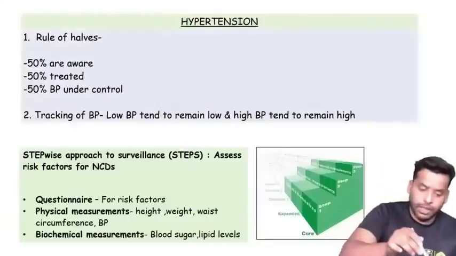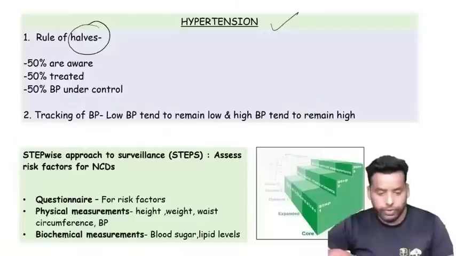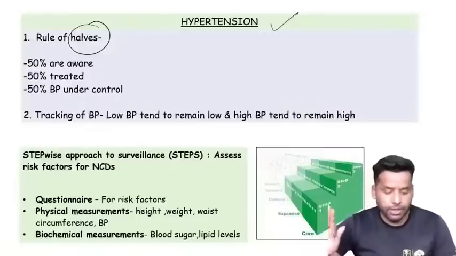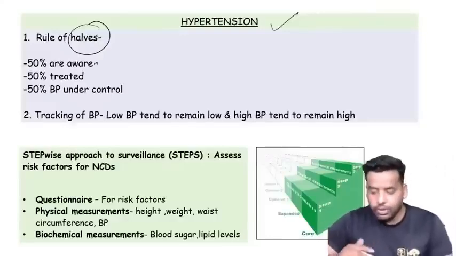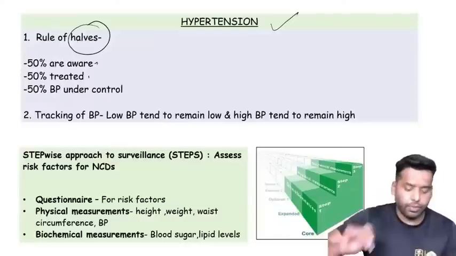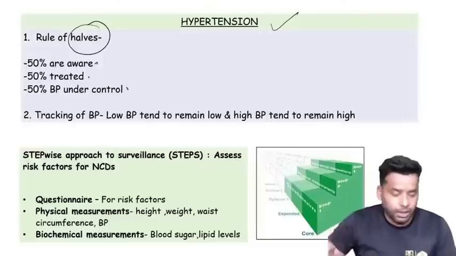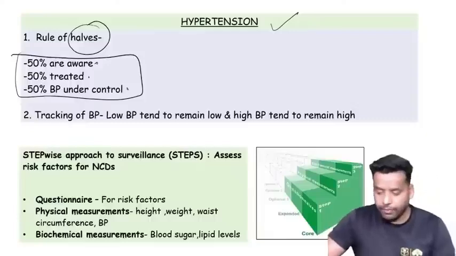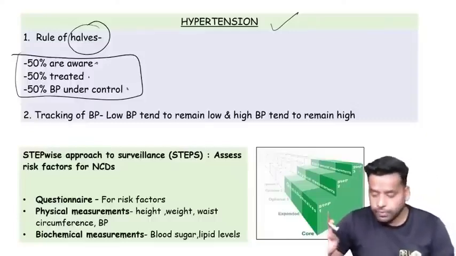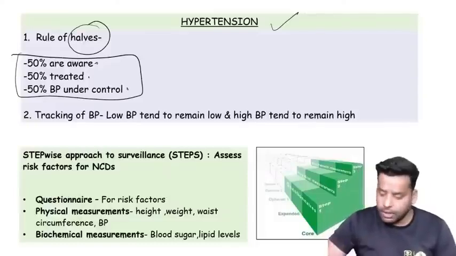Rule of 50% is related to which disease? Very repeatedly asked, very easy question if they frame this. Hypertension. H for Hall's, H for hypertension. 50% know that they are hypertensive. Within that 50%, they are getting treatment properly, and within those who are treated, 50% will have their BP under control. See the words properly: 50 are aware, diagnosed. 50 are getting treatment. Within that, 50 are having their BP under control.